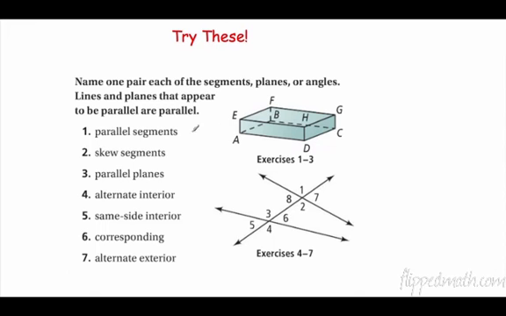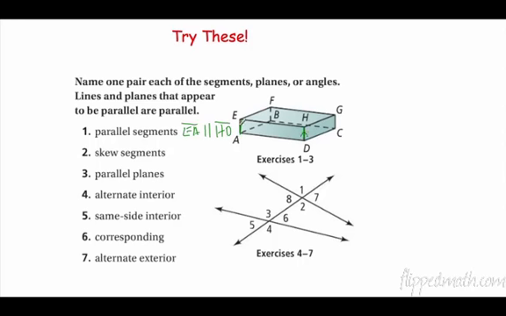Let's take a look. Parallel segments. I know that segment EA is parallel. This is our shorthand. Parallel looks like two lines straight up and down. EA is parallel to HD, segment HD.